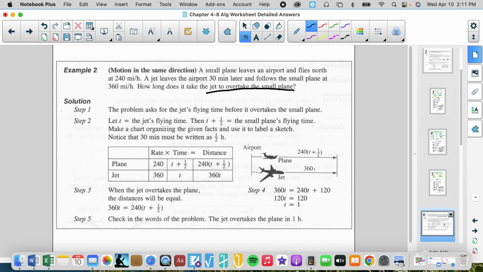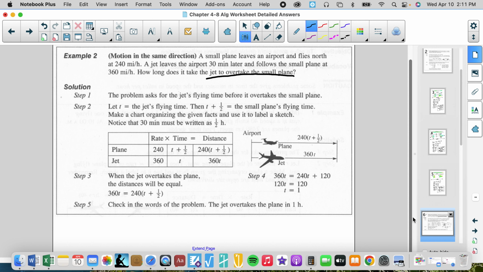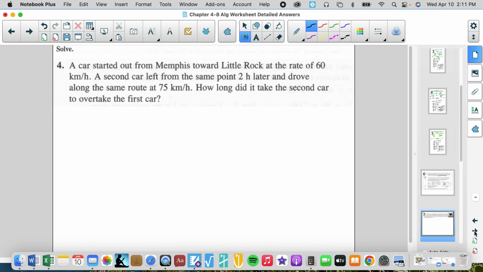When I overtake, what do we notice? Our distances are the same. So they want to know when are our distances the same. And we still fill in for distance, rate, and time. So it's not much harder. It's just you have to understand the problem.